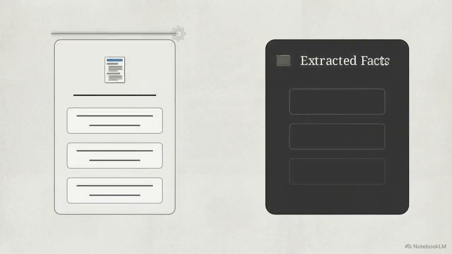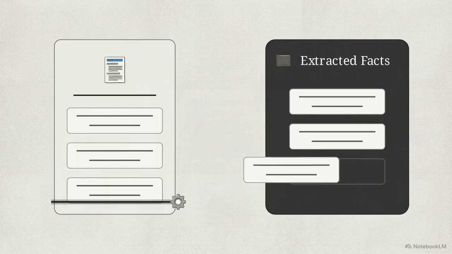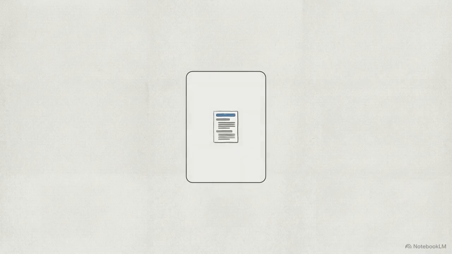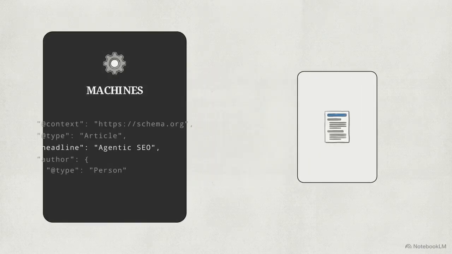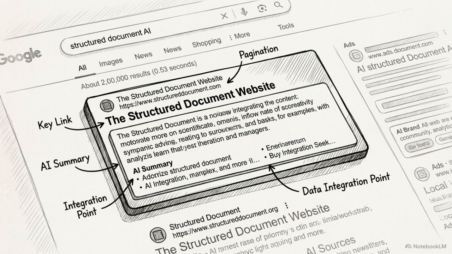modern search algorithms. Today, we are constructing a machine-readable asset explicitly engineered to be extracted and cited by engines like Google AI Overviews and Perplexity. Open your content management system or a blank document. We need to format this page for two distinct audiences: machines and human trust. Success in this environment requires becoming the definitive expert source that an AI model chooses to cite in its answer.